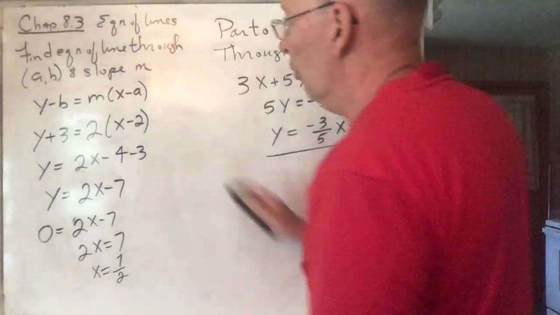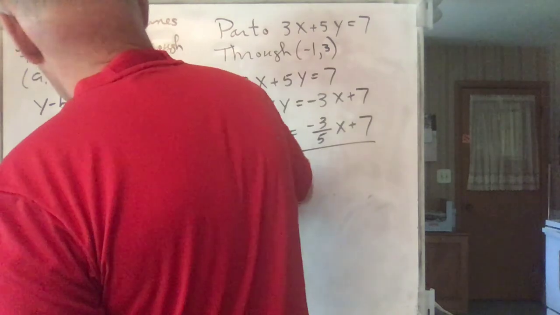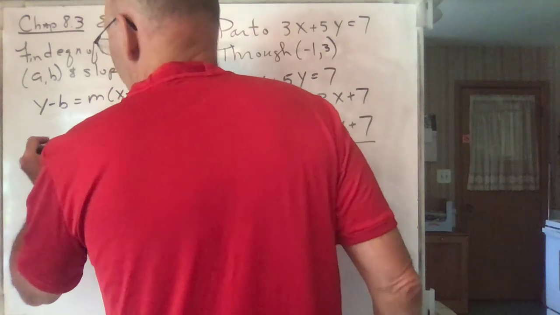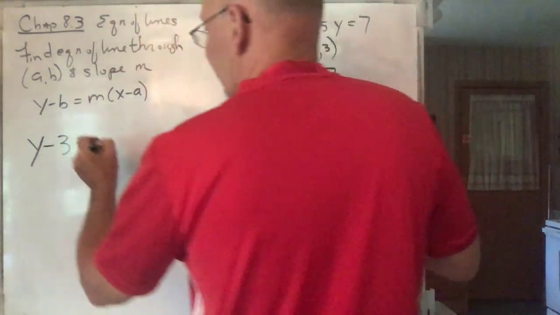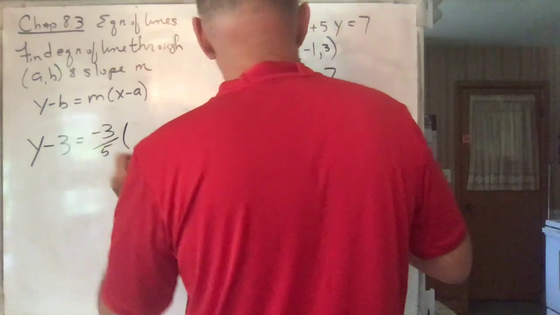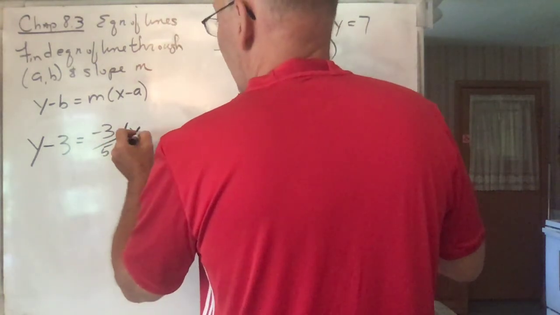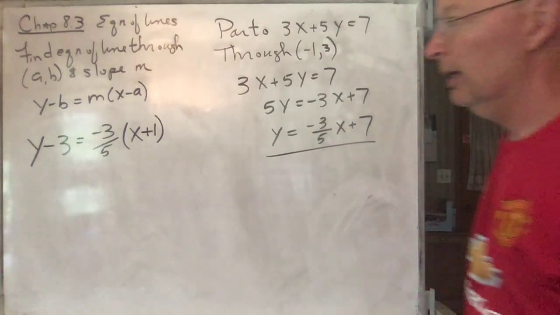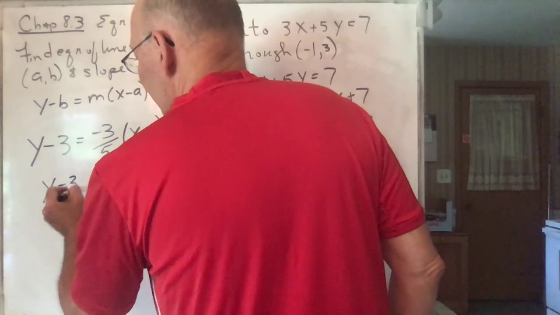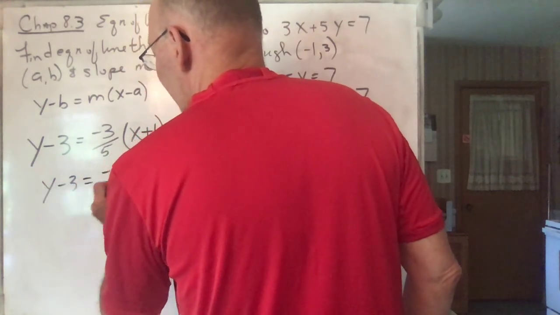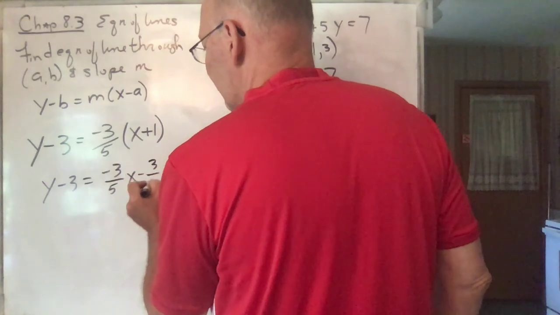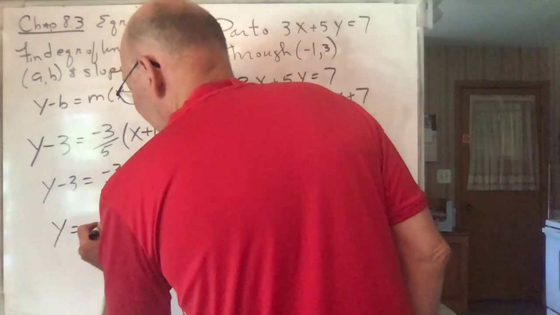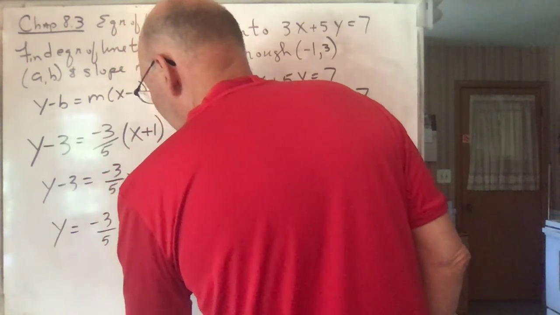I want the same slope, but now I want it to go through the point negative 1, 3. So it's going to be y minus 3 is equal to this slope times x minus the negative 1. So subtract the negative 1 means you've got a plus 1. Let's simplify it. You're going to get y minus 3 is equal to negative 3/5 x minus 3/5. And now you add 3 to both sides. y is going to be negative 3/5 x minus 3/5.